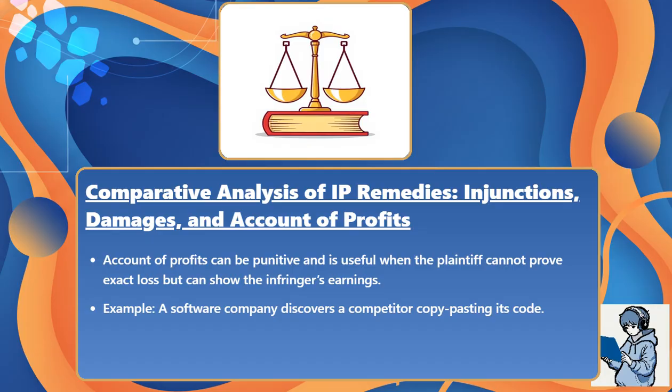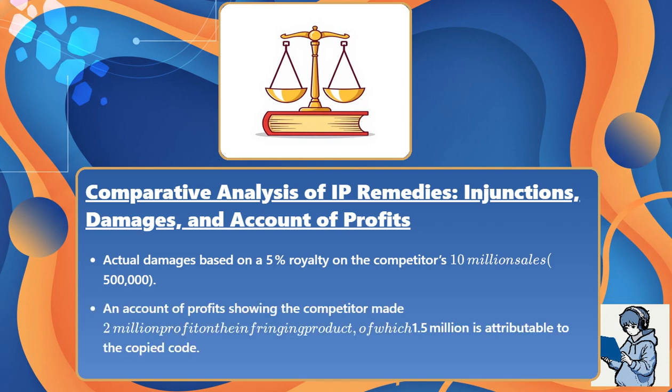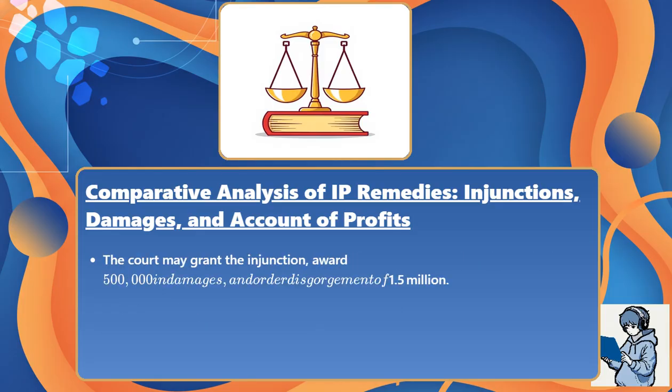Example: a software company discovers a competitor copy-pasting its code. The plaintiff files for a preliminary injunction to halt distribution. Actual damages based on a 5% royalty on the competitor's $10 million sales: $500,000. An account of profits showing the competitor made $2 million profit on the infringing product, of which $1.5 million is attributable to the copied code. The court may grant the injunction, award $500,000 in damages, and order disgorgement of $1.5 million.